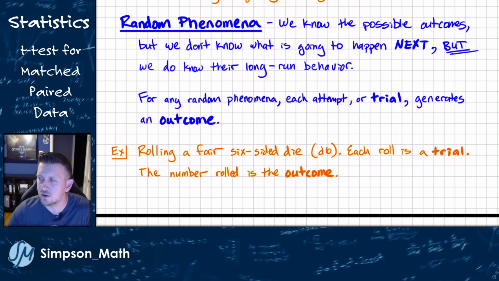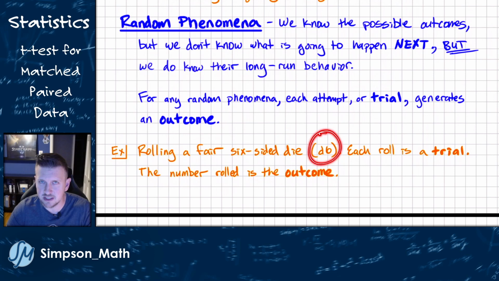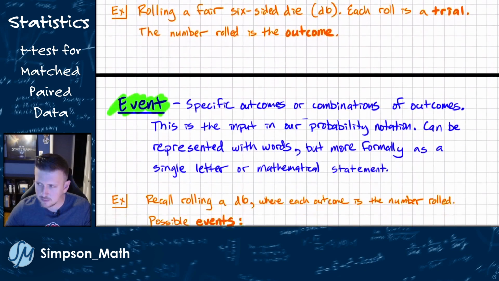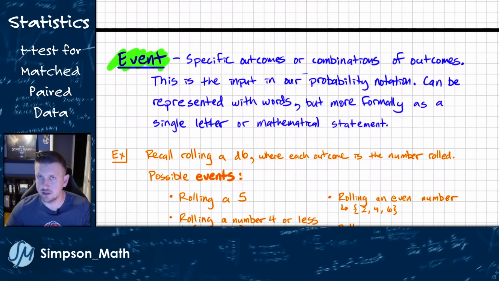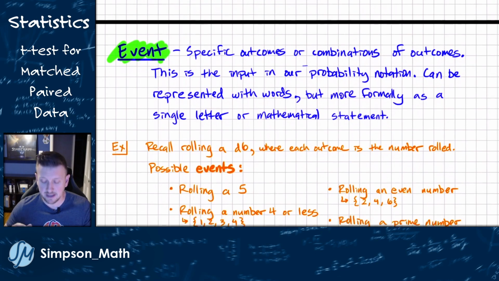So for example, rolling a fair 6-sided die, that's a D6. I'm going to use the abbreviation D6 to represent a 6-sided die, as opposed to a D20, a 20-sided die, and so forth. Each roll is a trial, so every time I roll the die, that's a trial. Then the number rolled on the die, that's the outcome. That's the result that we're measuring. It's highlighted in green because I use that in a second. It's a big deal. Events.